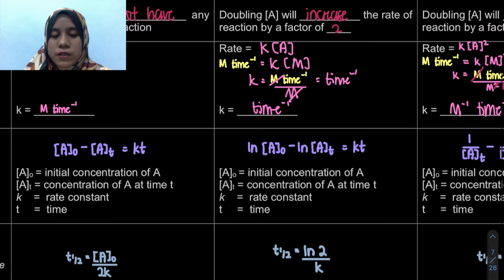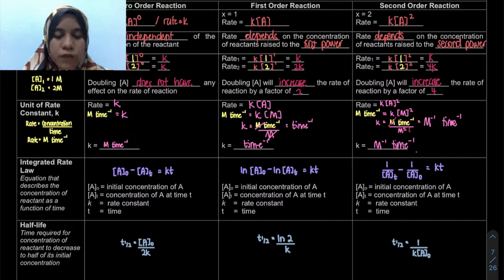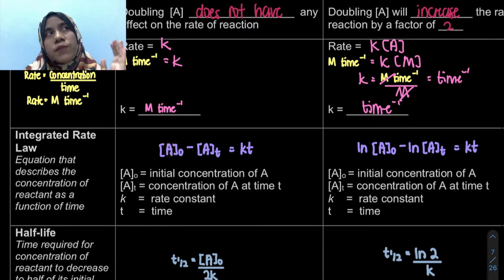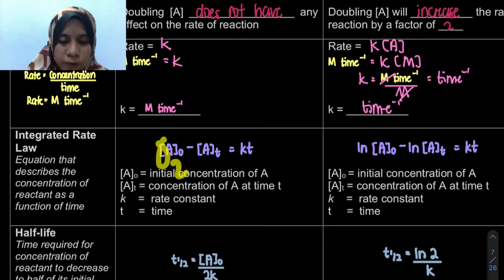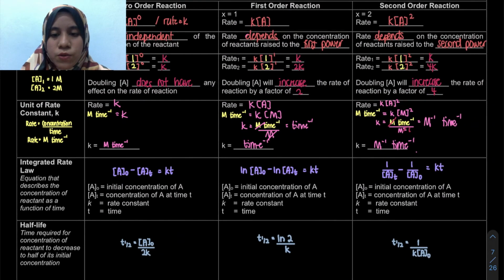Okay, for the first order, it's similar to zero order. It's just that at the start you have to include ln. So ln A0 minus ln At. Just to remind you, of course the initial must be a bigger value than the current concentration, so that's why it is the initial minus the current concentration. For this equation that I gave you, my concentration is A, so that's why I put A. But if, based on the question, the reactant is O2, you have to change A to O2. You can't write A. Okay, so that is for the first order.